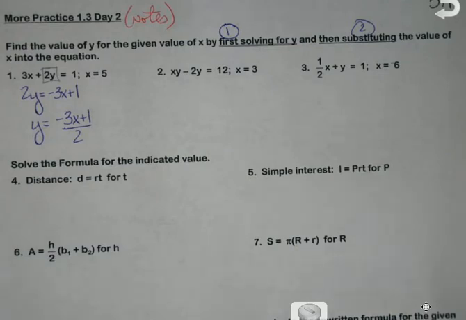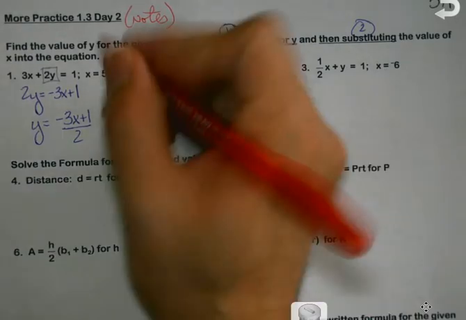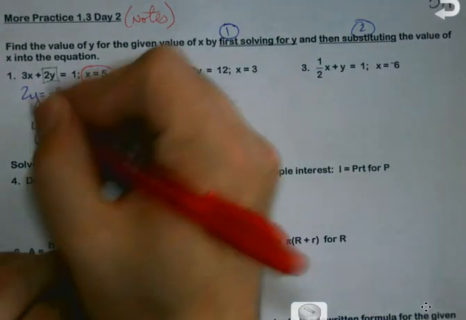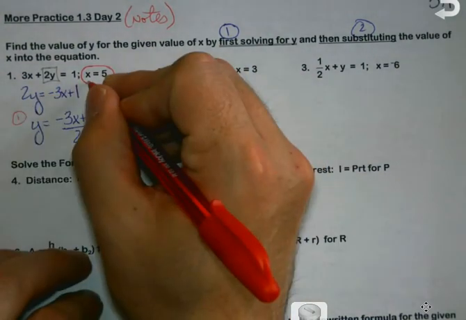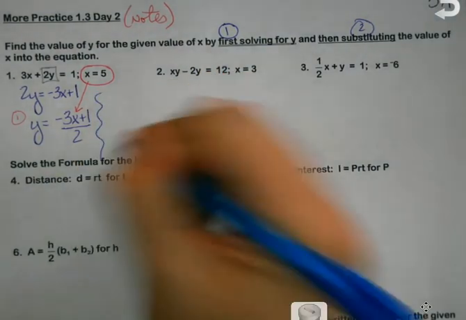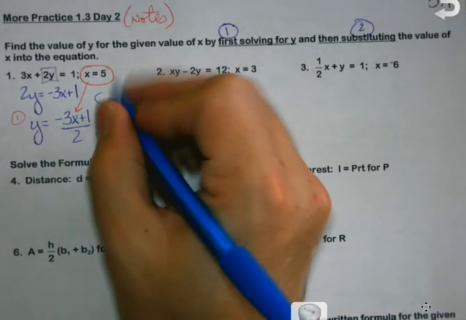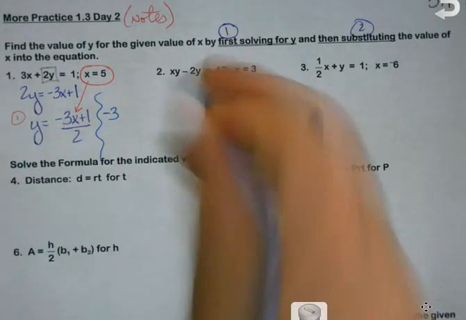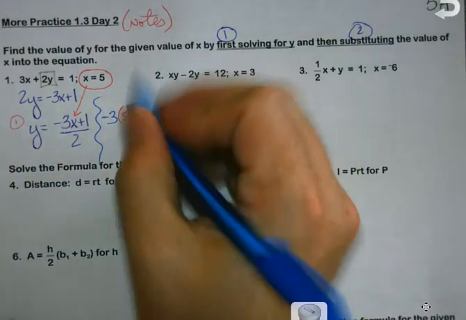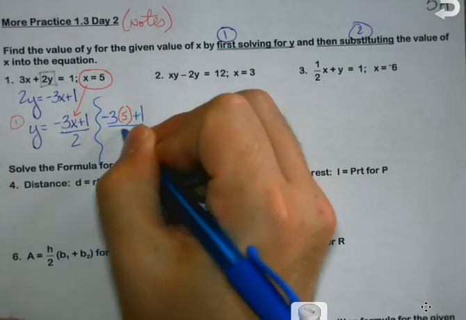Here, I'm not using it to graph a line. I'm using it to figure out what the y value is when x equals 5. So once I get y by itself, when I isolate it, I'm going to go ahead and get that plugged in here so I can get to my answer. So for instance, here I can go, okay, so negative 3 times 5 plus 1 over 2.